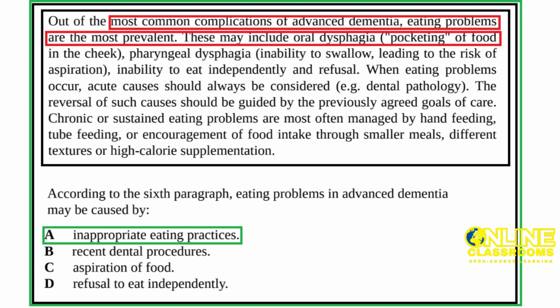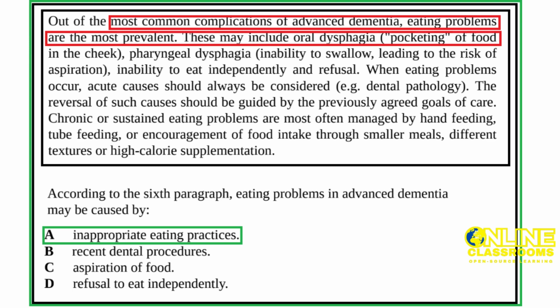It also highlights that when these problems occur, acute causes, e.g., dental pathology, should be considered, and the reversal of such causes should be guided by the previously agreed goals of care. The paragraph provides a general overview of the possible causes and management of eating problems in advanced dementia. Now let's evaluate the options.